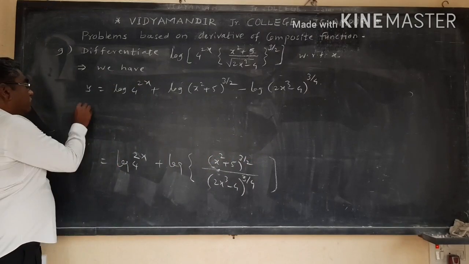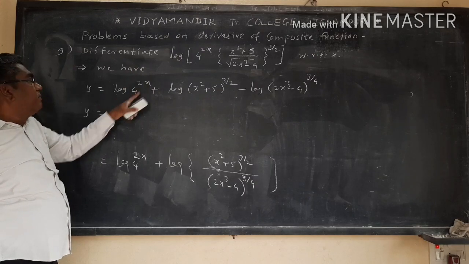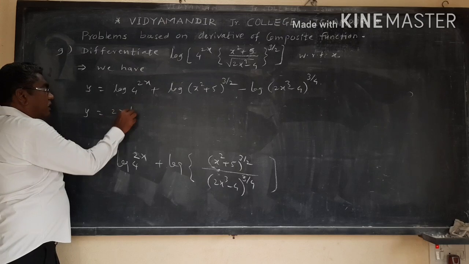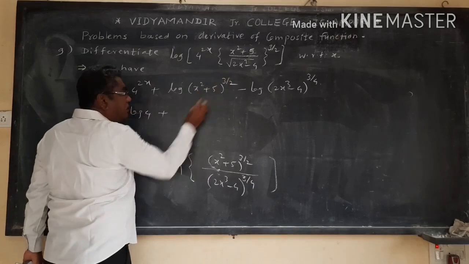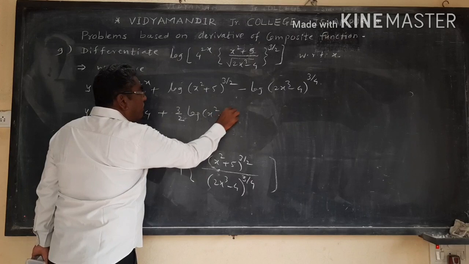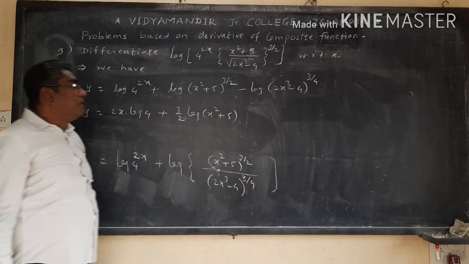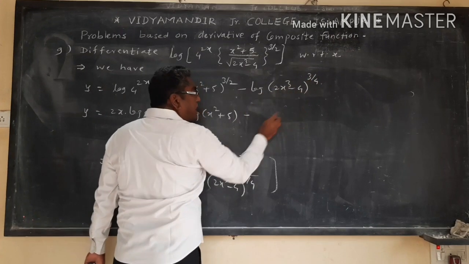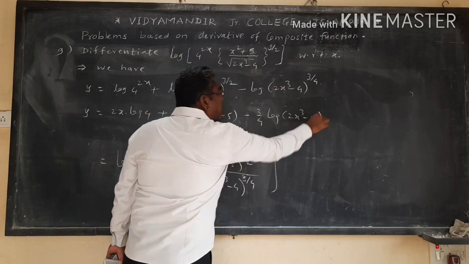Y is equal to log m raised to n is n log m, so power 2x log 4, 2x log 4. Similarly, log m raised to n: 3 by 2 log of x square plus 5, minus log m raised to n: 3 by 4 log of 2x cube minus 4.